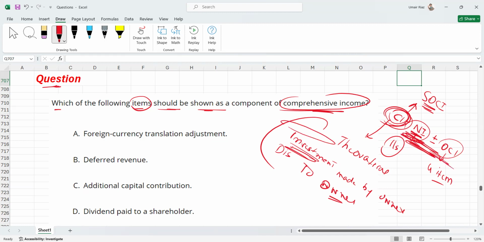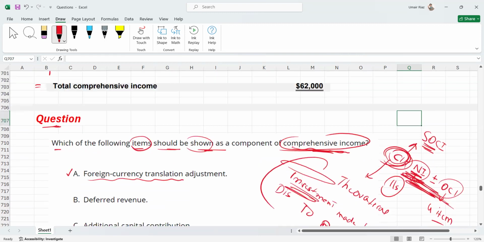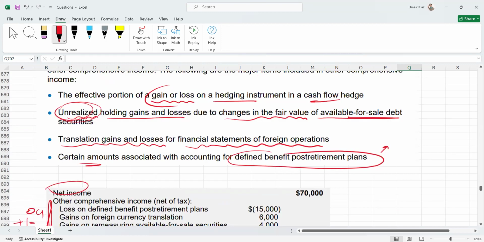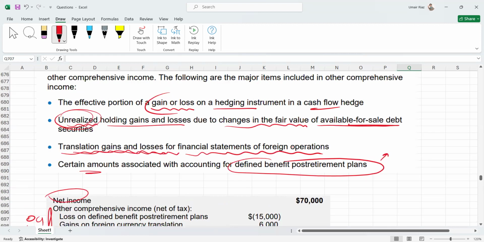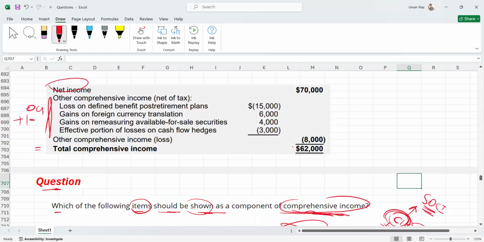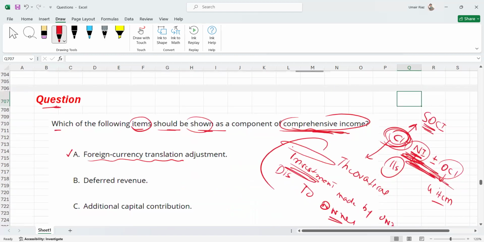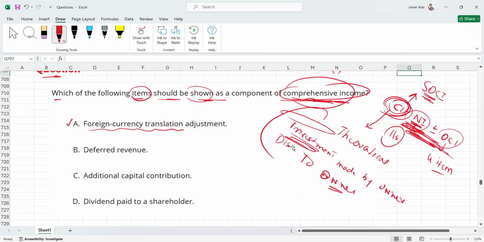Comprehensive income is net income plus OCI. So your question is, which item should be shown as a component of comprehensive income? Number one, foreign currency translation adjustment. Yes. I told you translation gains or losses we always record in OCI. So this will go to OCI, and OCI is part of comprehensive income, right? Because comprehensive income equals net income plus or minus OCI items. So this is actually the answer.